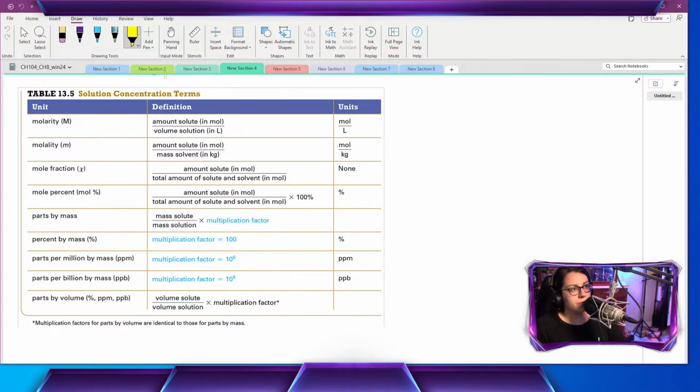And then not to be confused with molality. They're just different by one letter. And then what's kind of confusing is just a little m. So molality, and that's moles per kilogram of solvent. Then we'll look at mole fraction. That's amount of moles over total moles, which is related to mole percent. And then we'll look at these parts by mass or volume, and then parts per million, parts per billion. So we'll go over those.